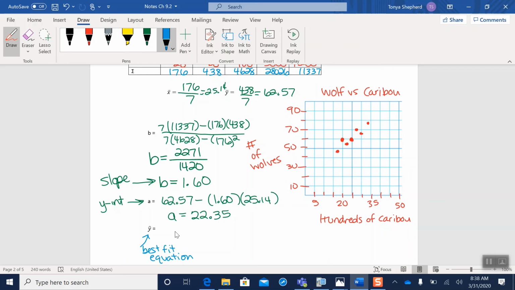So y hat equals A, 22.35, plus B, 1.60, x. This is our best fit equation. It has to be written in this form if you want to receive credit.